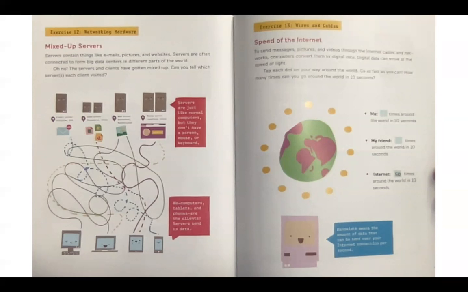Me, blank times around the world in 10 seconds. My friend, blank times around the world in 10 seconds. Internet, 50 times around the world in 10 seconds. Bandwidth means the amount of data that can be sent over your internet connection per second.